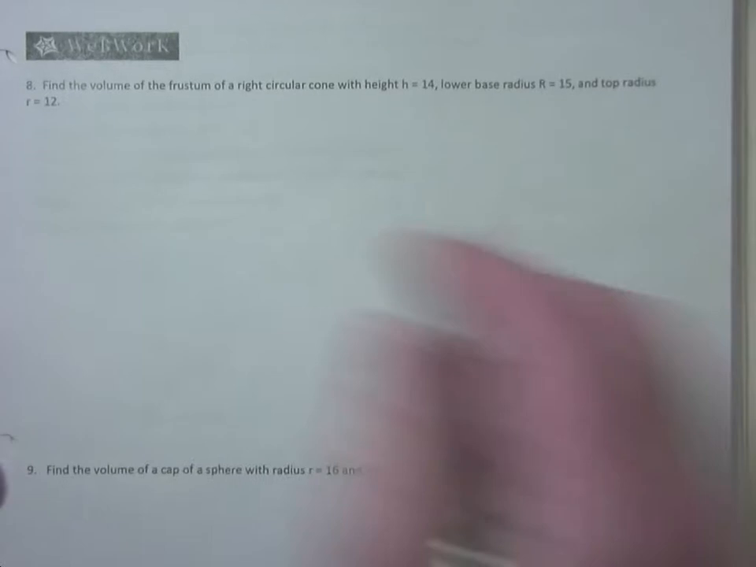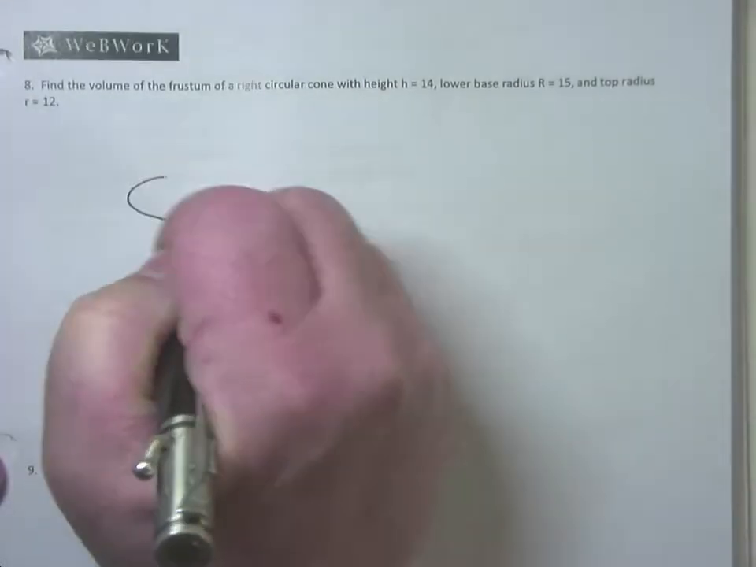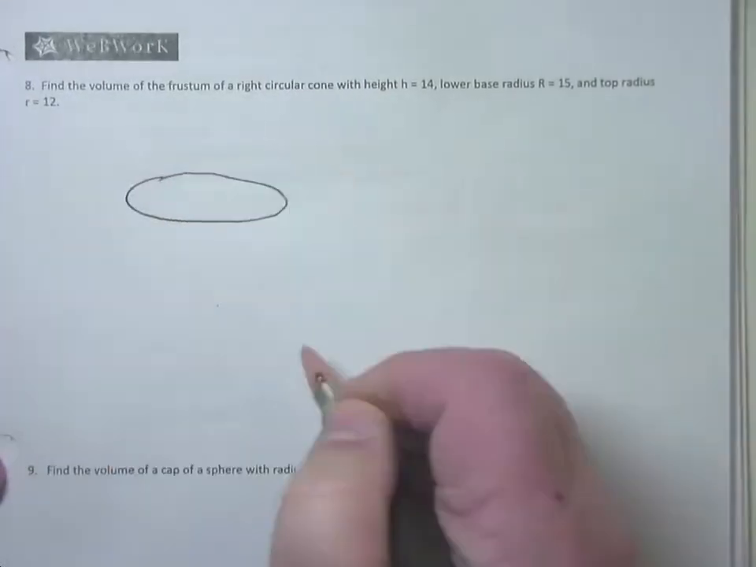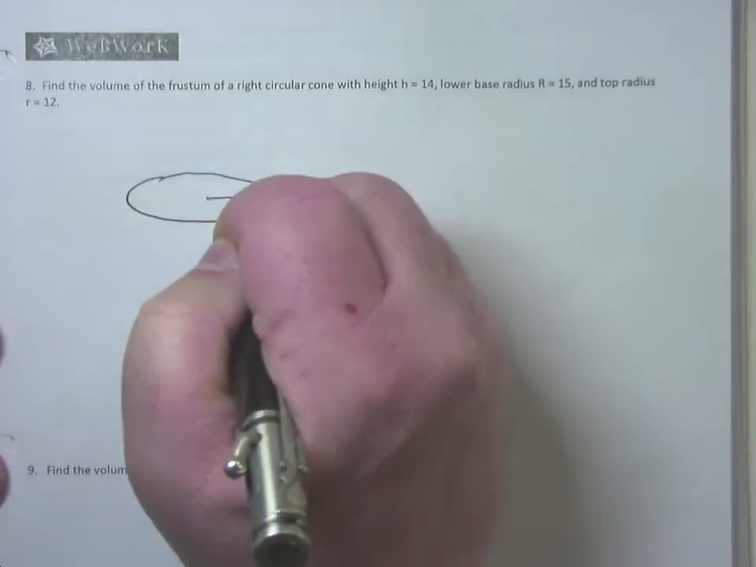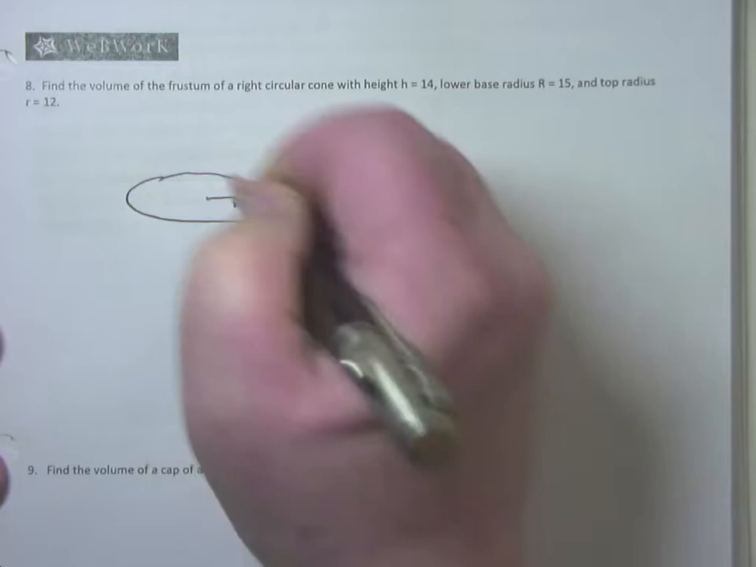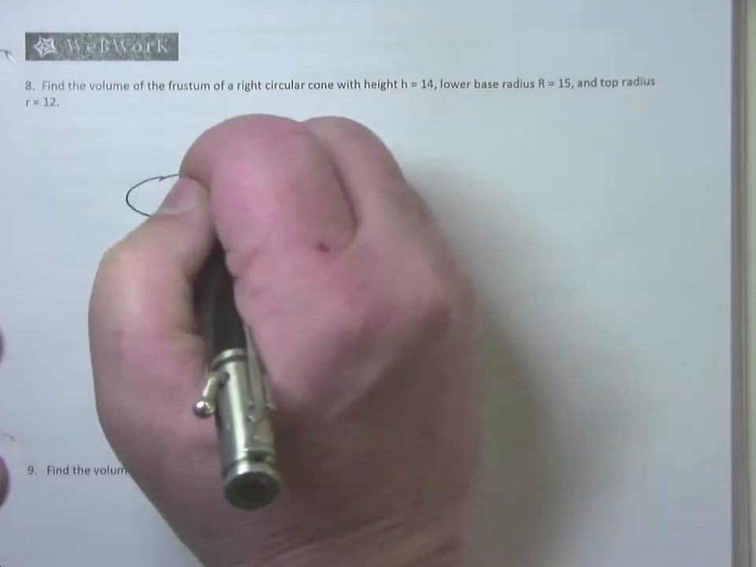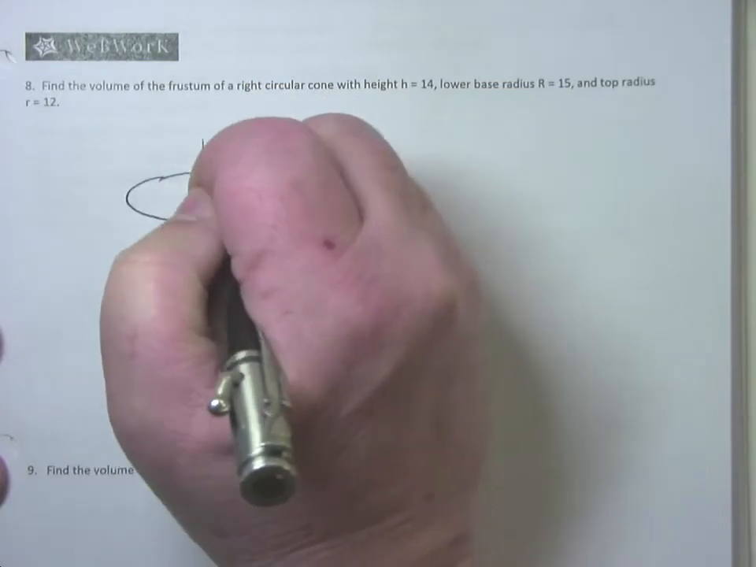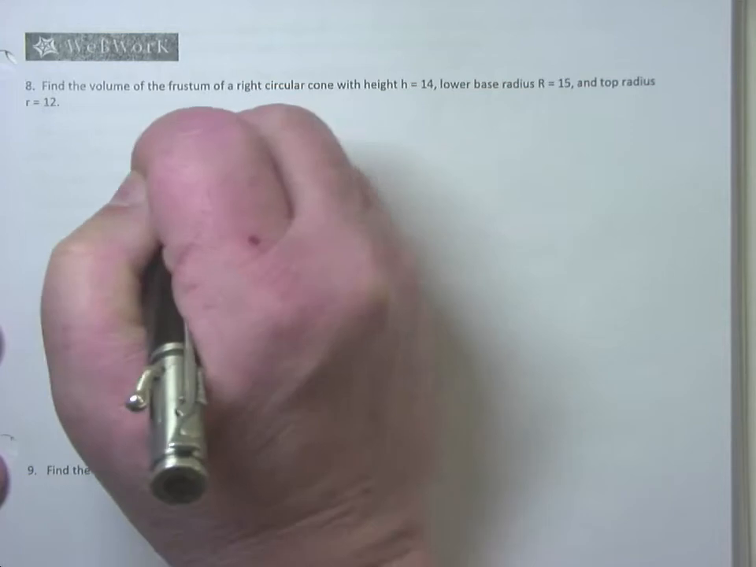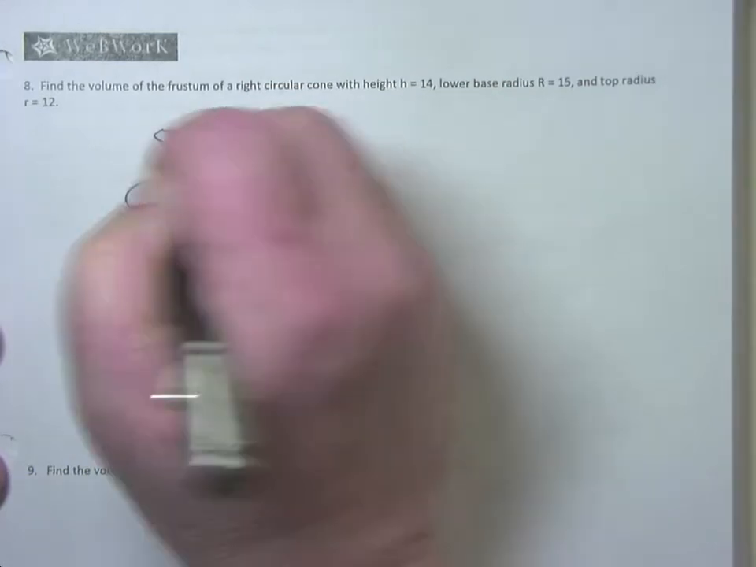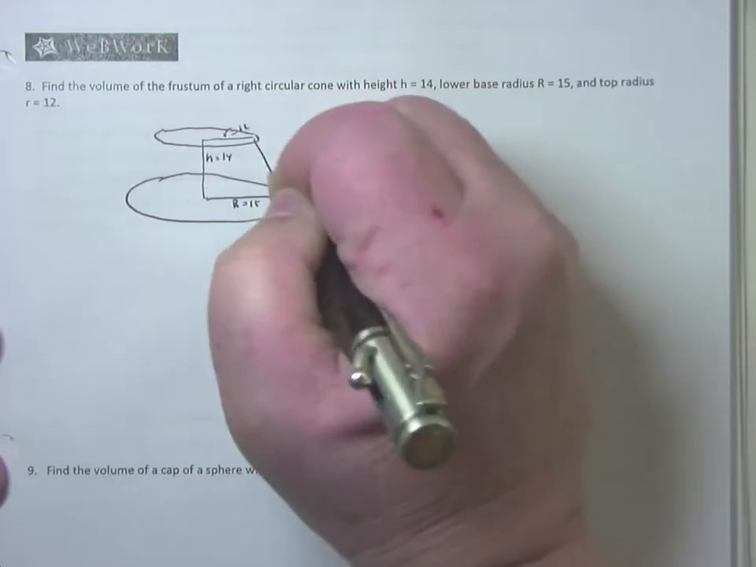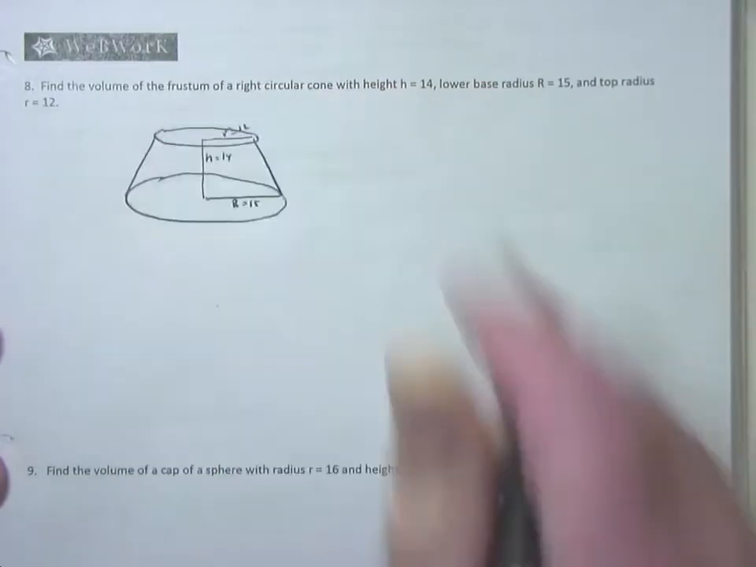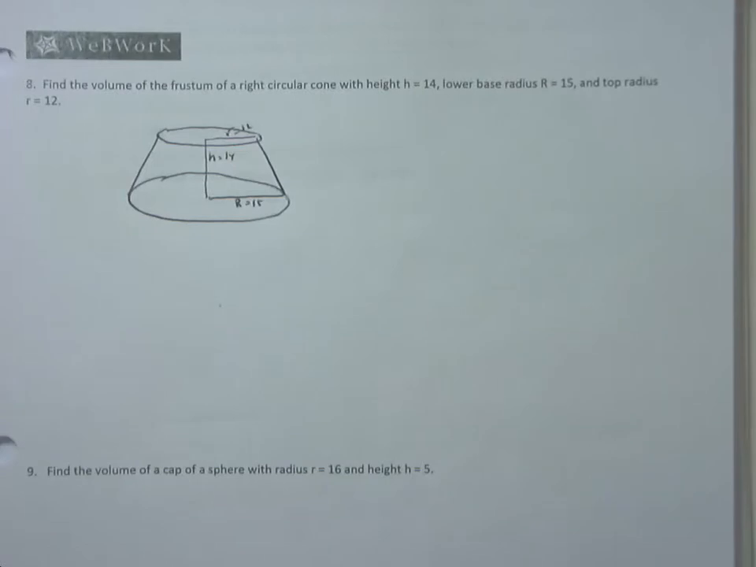So what you've got on a frustum is this. We've got the circle right here with the radius of this guy. This is the base. It's going to be r equals 15. How tall is this guy? 14. And I've got a top radius, and this guy happens to be what? 12. And if you connect it, this is what you've got. You want to find the volume of this guy.